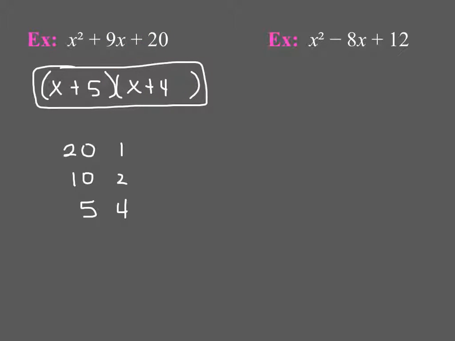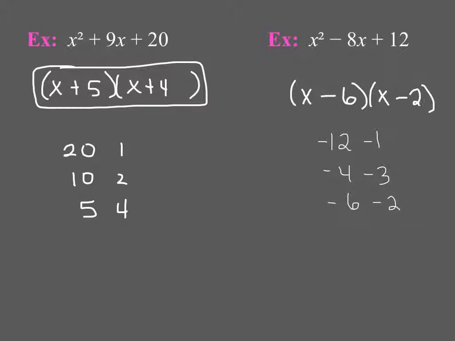is 20. In the next problem, we're looking for two numbers that multiply to get 12, but add to negative 8. So if you're multiplying to get a positive, but adding to a negative, then you know that both numbers must be negative. So one way to start is by listing the factors of 12, which would be negative 12 and negative 1, negative 4 and negative 3, negative 6 and negative 2. And then because they need to add to negative 8, the option would be negative 6 and negative 2. And again, you can check by FOILing.